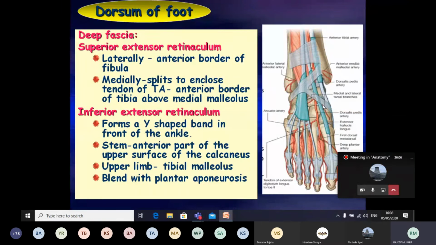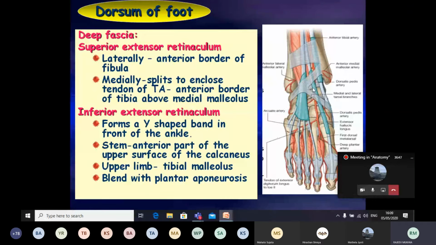In the dorsum of the foot, here you can see one muscle and two thickenings of the deep fascia: the superior extensor retinaculum and the inferior extensor retinaculum. Now we are briefly discussing the structures present in the dorsum of the foot. The superior extensor retinaculum is the thickening of the deep fascia which extends from the anterior border of the fibula to the anterior border of the tibia. All the tendons of the anterior compartment muscles pass beneath it.